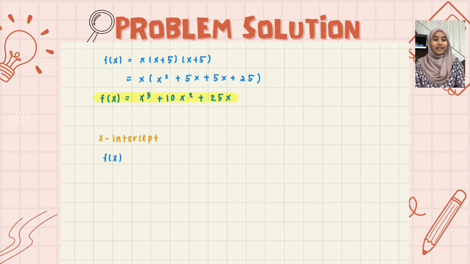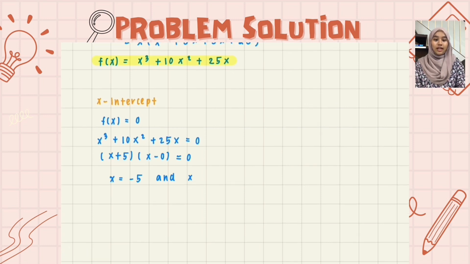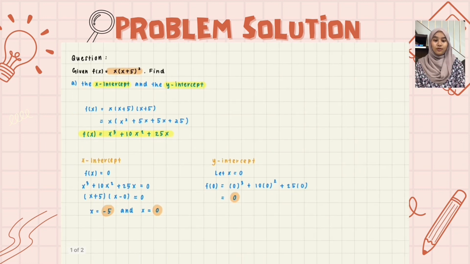So now we can find the x-intercept. We set y equals 0. Then you will get the value of x. For the y-intercept, we substitute 0 for the value of x, then we will get the answer, which is y equals 0.